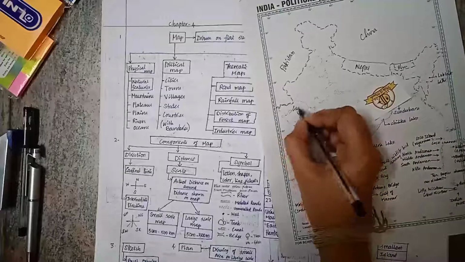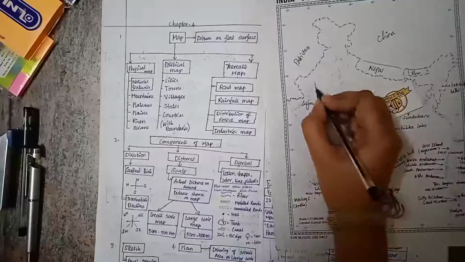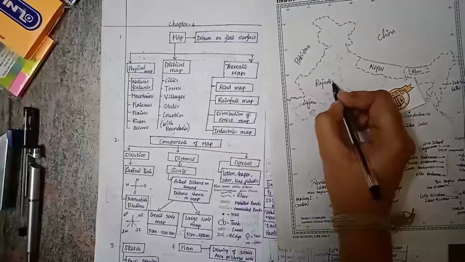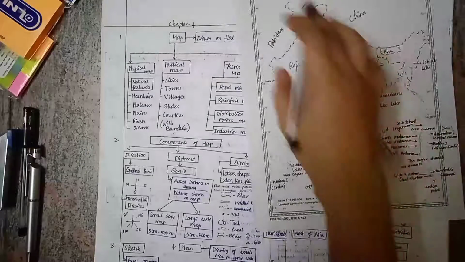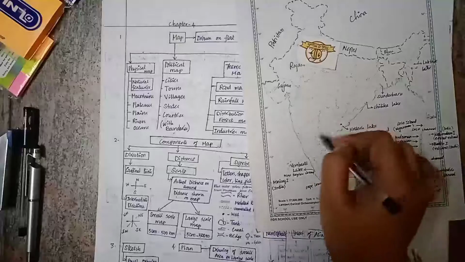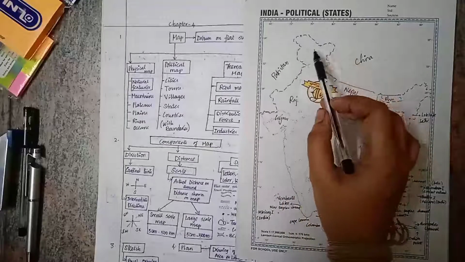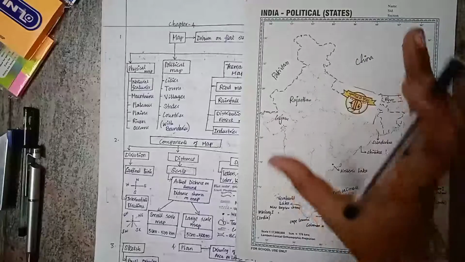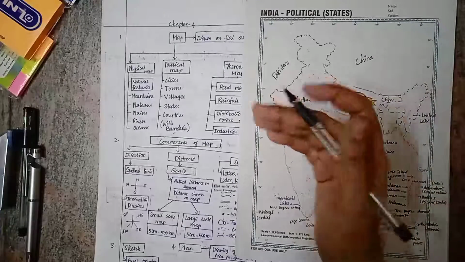So this is Gujarat and Rajasthan. So the boundary between Gujarat and Rajasthan is given. Likewise, boundaries are given. Telangana is not divided, and Jammu and Kashmir and Ladakh are not divided in this map because this is an old map. But still, by the map we can see a distinction.